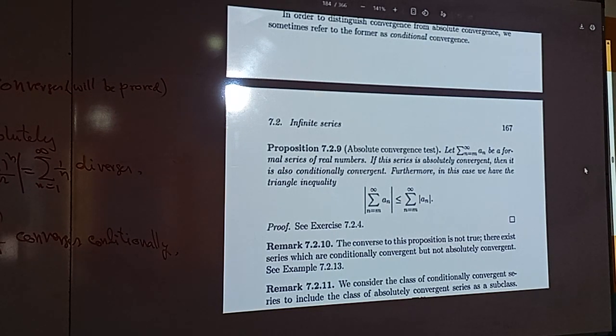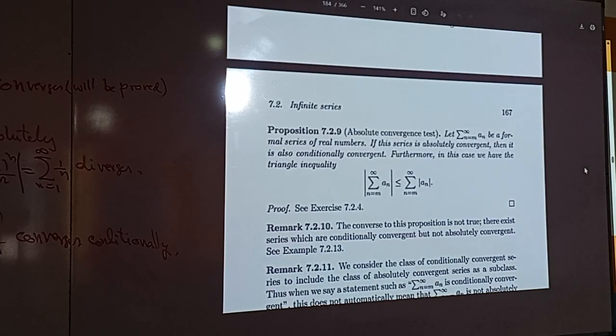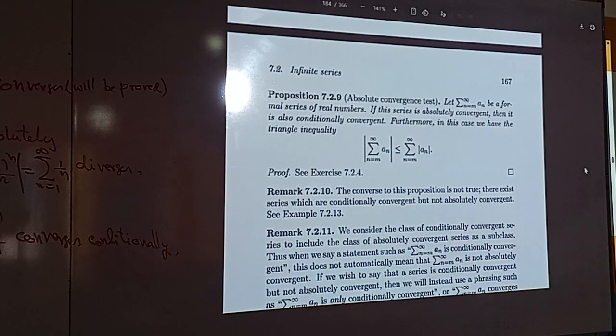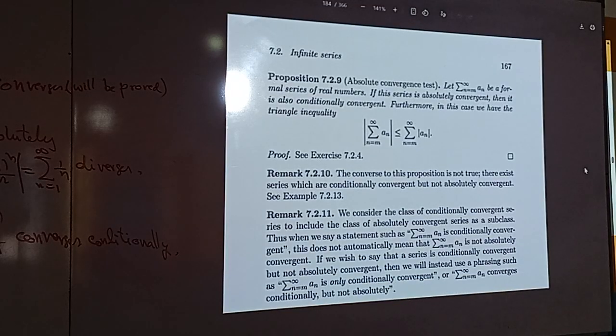So conditionally convergent series are entertaining and give trouble. Absolute convergence is very easy. We consider the class of conditionally convergent series to include the class of absolutely convergent series as a subclass. What is the meaning of class?